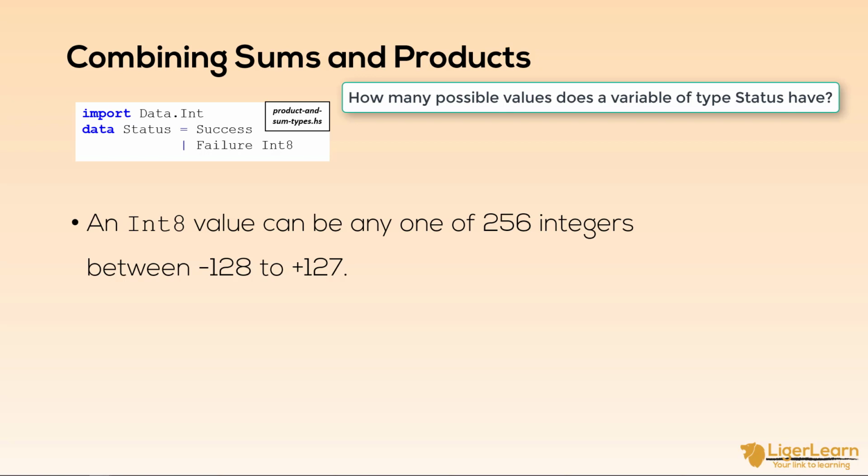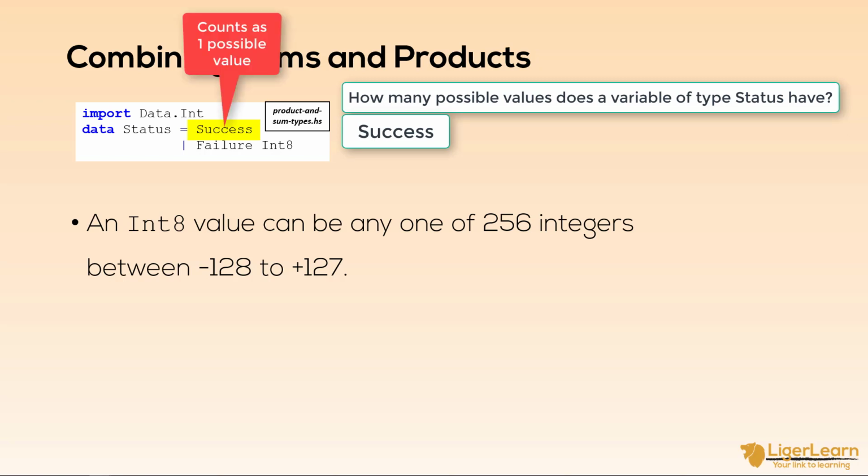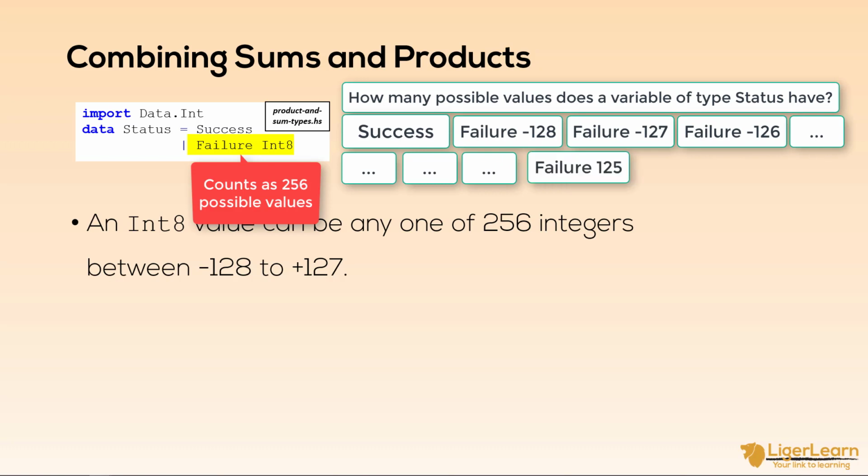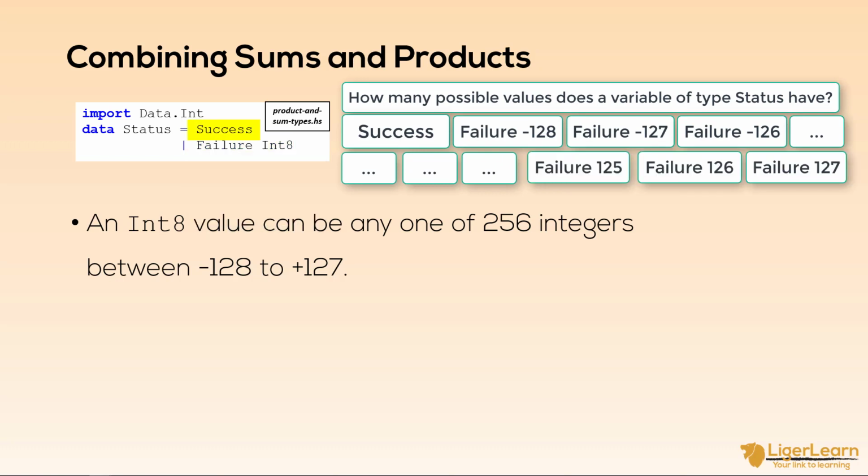How would we actually go about calculating that? Okay, well, Status is a sum type, so all we need to do is sum the number of different values the underlying types can take. The first value we know, it can take the simple value of Success. Success is a nullary constructor, so it only counts as one value. Then we know it can take a Failure. A Failure constructor contains an Int8 value with it, and we know that the Int8 could be any one of 256 integers, so we just need to sum the two, the one from the Success and the 256 from the Failure, to give us 257. So the Status type has 257 possible values.